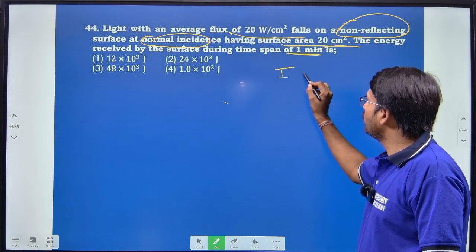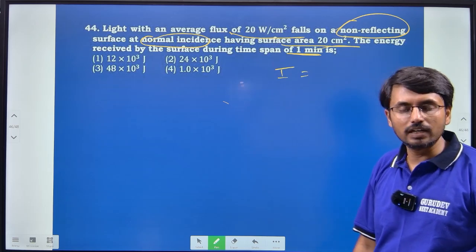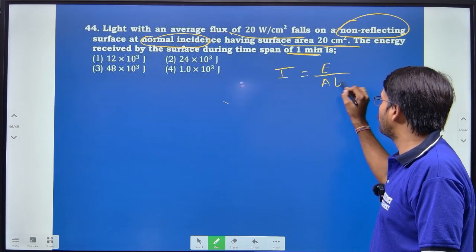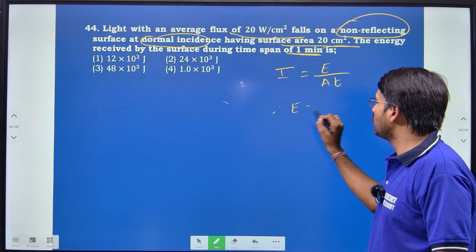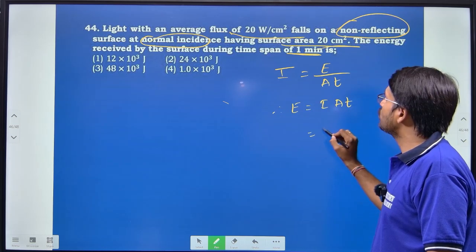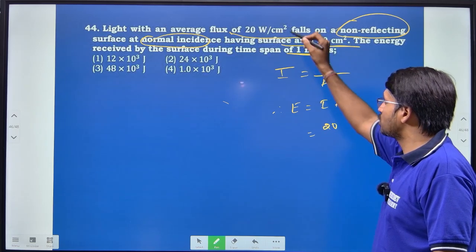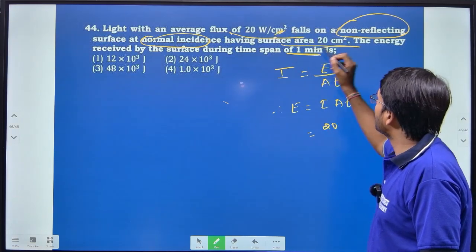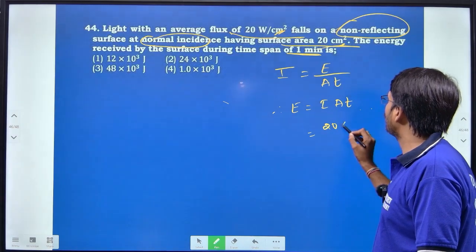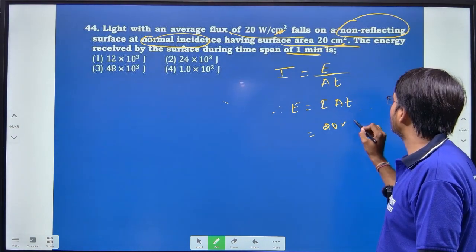So we'll write this flux. Flux is the intensity. How do you write it? Energy per unit area per unit time. So what is the total energy absorbed? That is I into A into T. So I is 20 watt per centimeter square. Remember this, here also we have the centimeter square. When you multiply that, it will get cancelled. So we can write multiplied by area, that is just the 20.